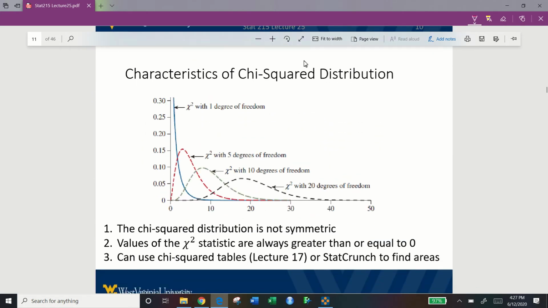At this moment, let's take a moment to talk about some characteristics of the chi-squared distribution. First, you can notice that the chi-squared distribution is not symmetric. This is the opposite of our normal and t-distributions. Second, the values of the chi-squared statistic are always greater than or equal to 0, meaning you will not have a negative chi-squared statistic.